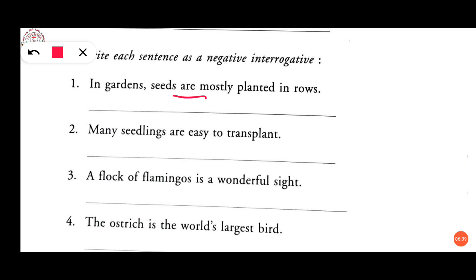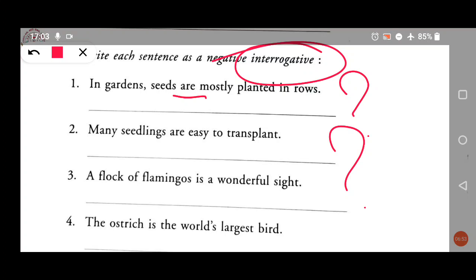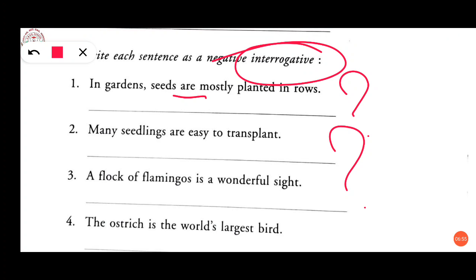Now second one: many seedlings are easy to transplant. You can write, aren't many seedlings easy to transplant? And at the end you have to put a question mark, as we have to make a question, interrogative. And the other one, the second question you can make like this: are many seedlings not easy to transplant? Are many seedlings not easy to transplant? Question mark.